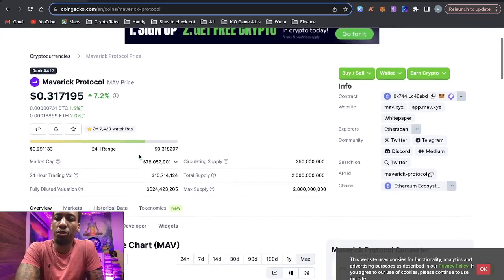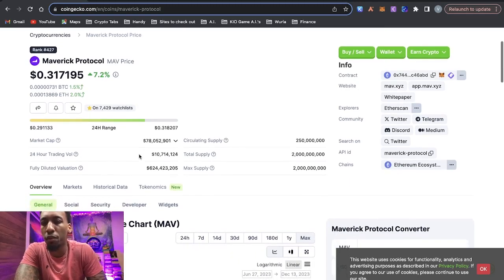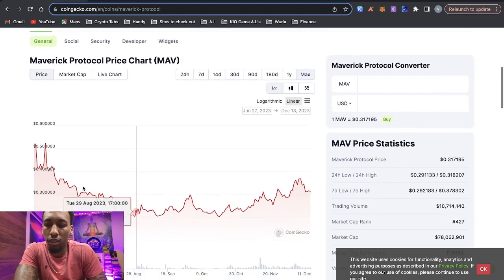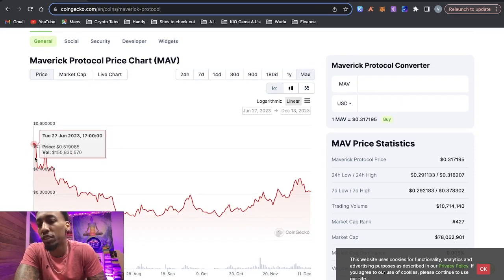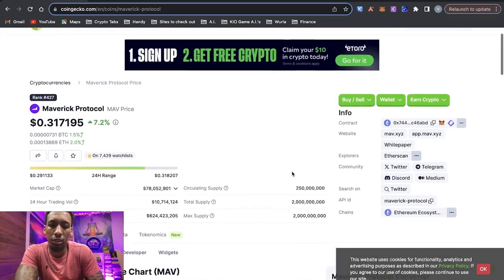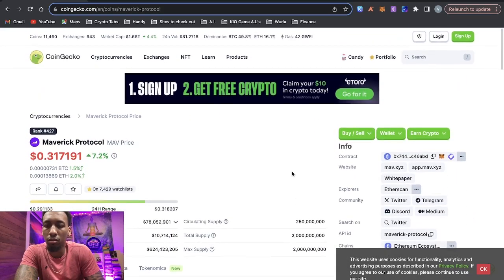Also, I forgot to go through the last thing on their token before we get into the platform walkthrough. It's 31 cents right now, market cap's 78 million. It's showing the price all the way back since June of this year. I didn't bother pulling it up on TradingView. It was 51 cents, now it's 31. So I'm not planning on buying this token unless something changes. I'll let you guys know.